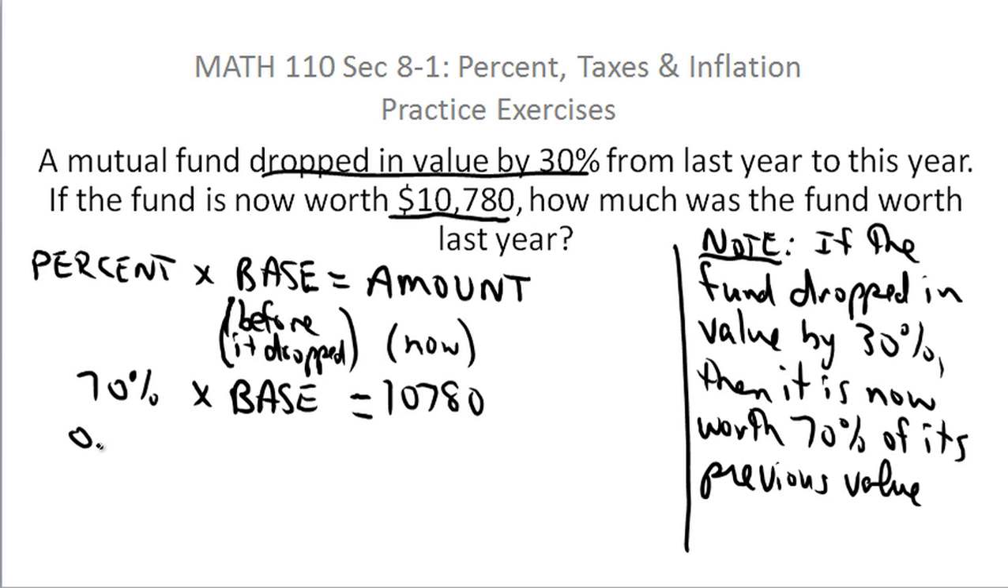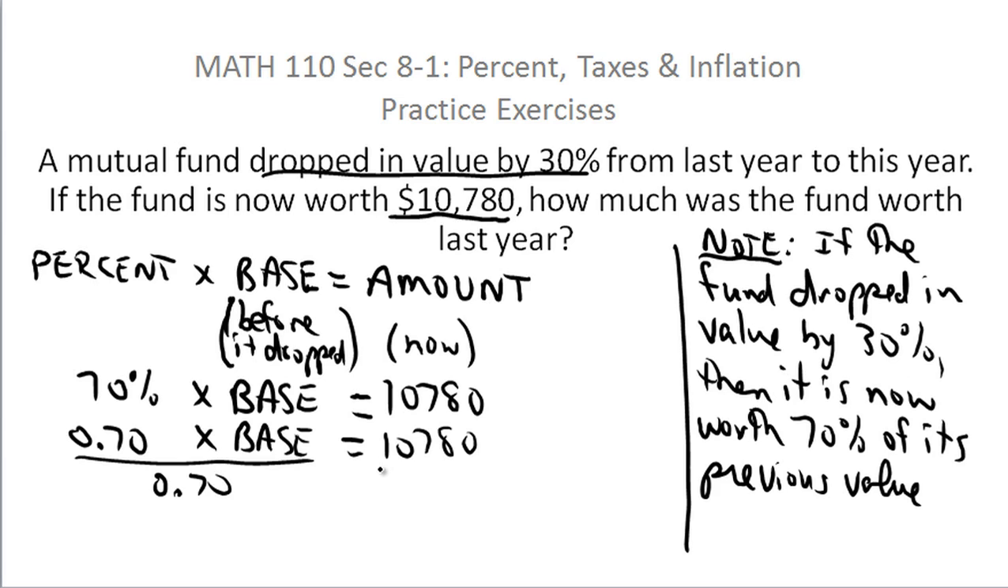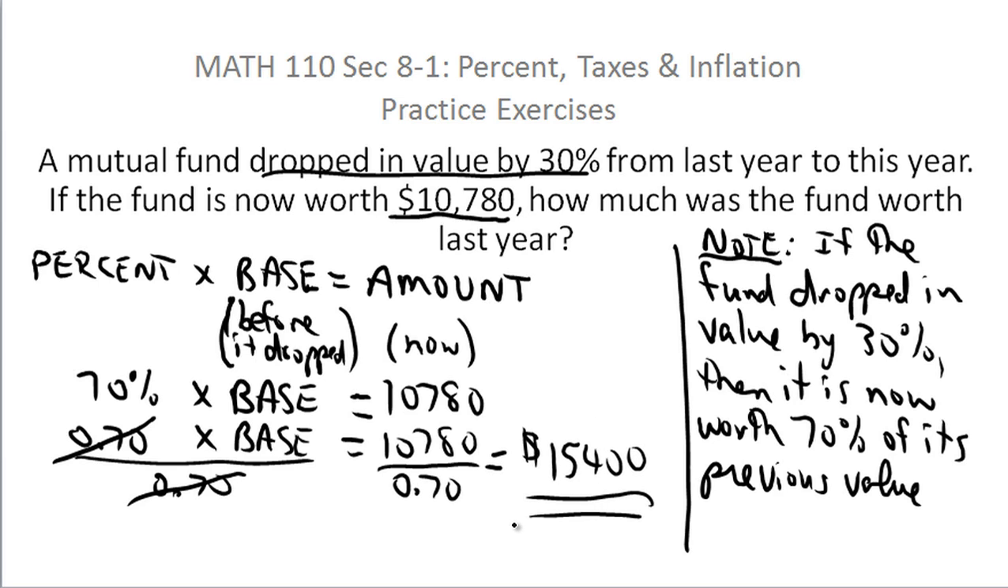As usual, before you can do the calculation, you have to change the percent to a decimal, so that would be 0.70. And then you simply divide both sides by 0.7, and that will give you the base. If you take 10,780 divided by 0.7, you will end up with $15,400.